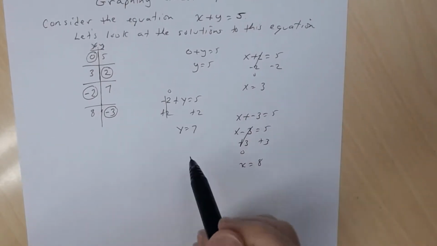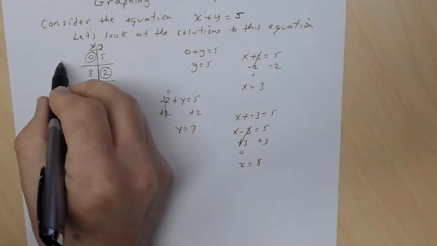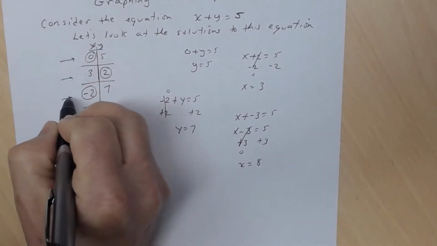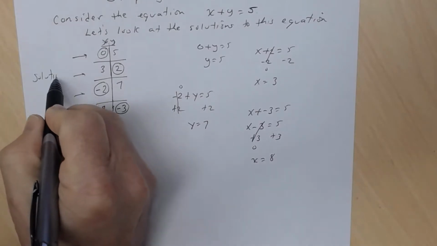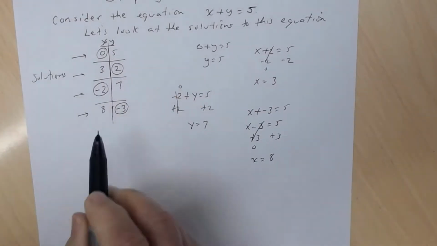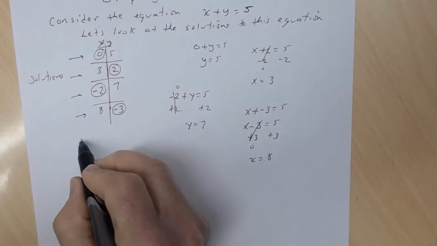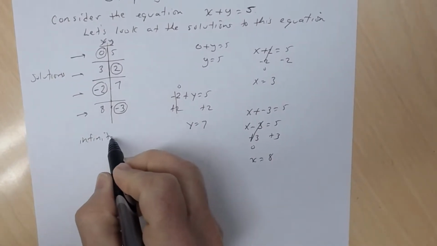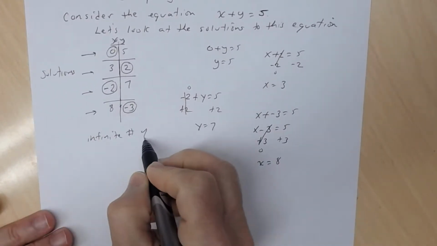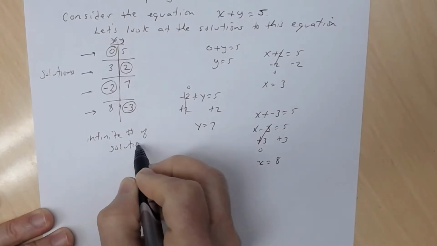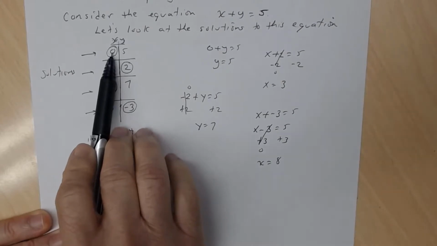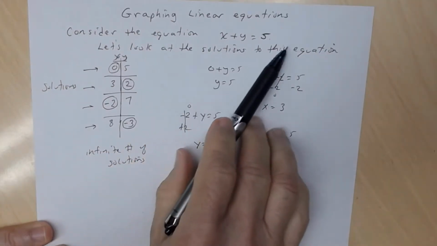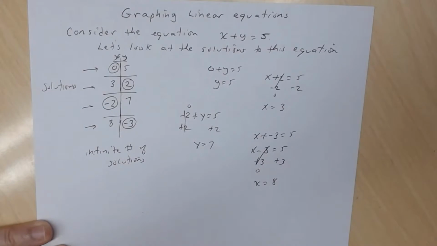So those are solutions. Keep in mind that all these points right here that I just found are solutions to that equation. And I can keep on going. There's an infinite number of solutions. As long as the x-coordinate and the y-coordinate satisfy this equation, that's a solution.